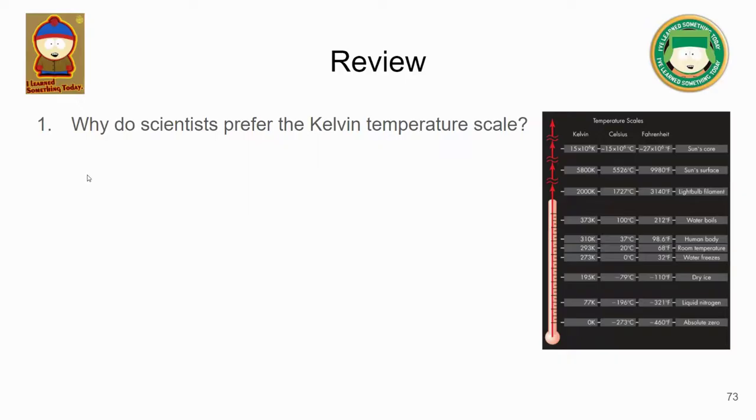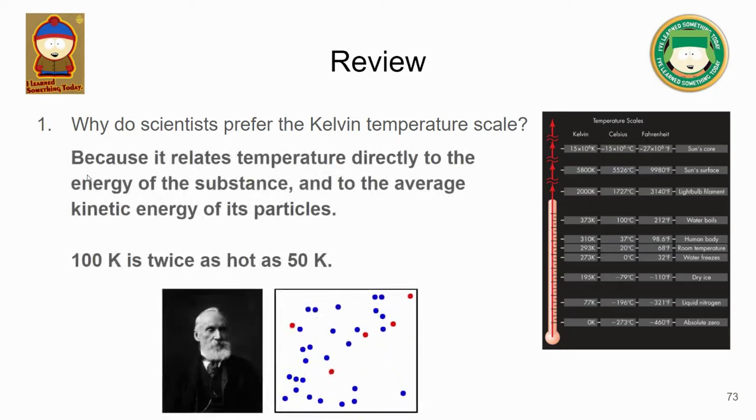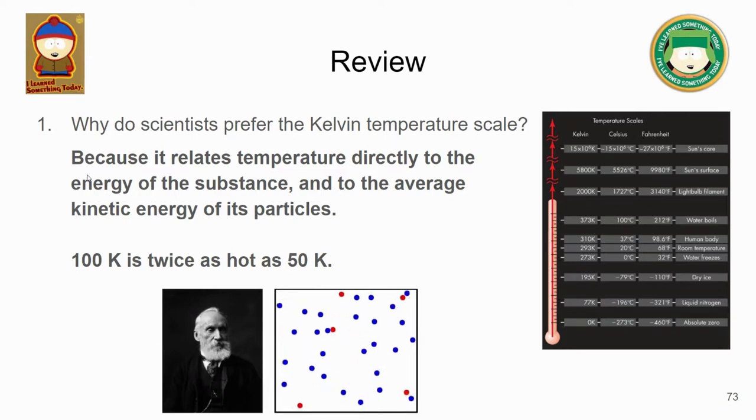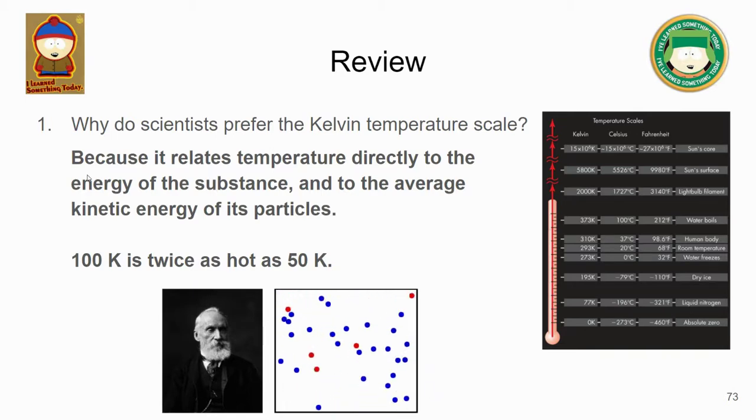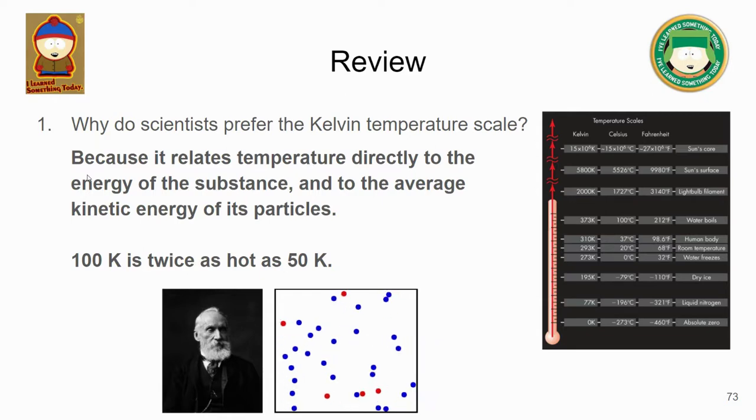We'll see. So again, to review, why do scientists prefer the Kelvin temperature scale? Because the Kelvin scale directly relates the temperature to the energy of the substance, the average kinetic energy of its particles. Meaning that on the Kelvin scale, 100 Kelvin is literally twice as hot as 50 Kelvin, which is not true of the other temperature scales.